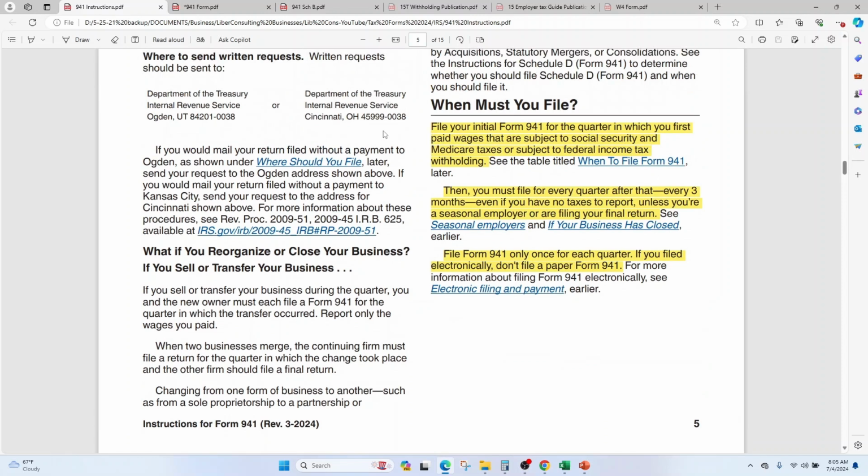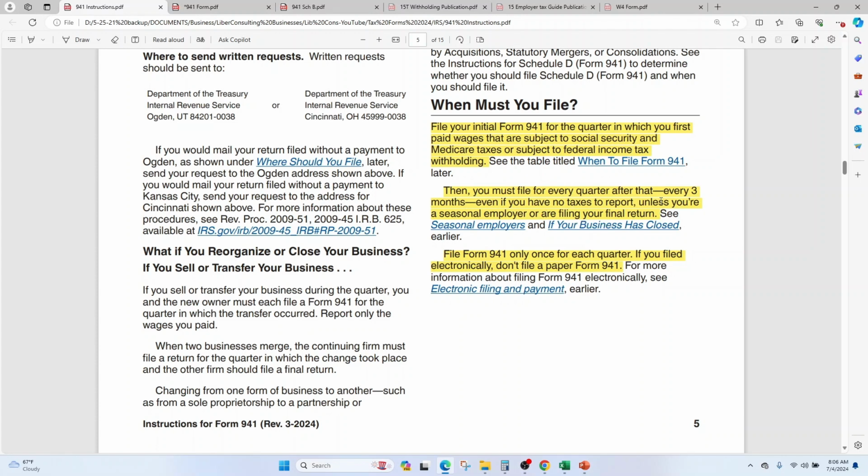File your initial Form 941 for the quarter in which you first pay wages that are subject to Social Security and Medicare tax or subject to federal income tax withholding. Then you must file for every quarter after that, every 3 months, even if you have no taxes to report, unless you are a seasonal employer or are filing a final return.